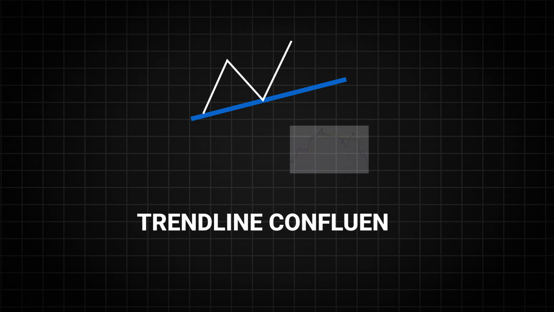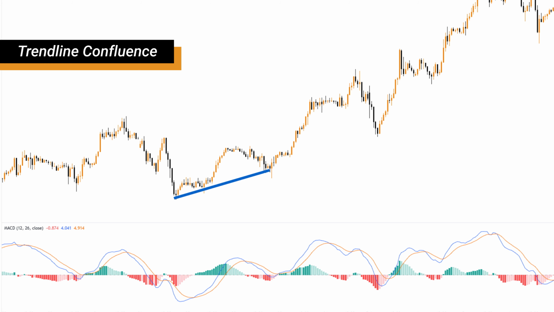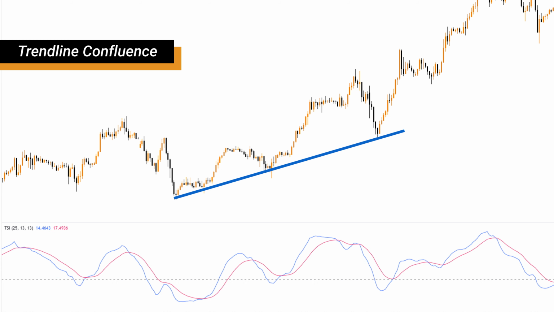And lastly, the trend line confluence. Combining trend lines with other technical tools can significantly improve the accuracy of your trades. This is called confluence. For example, if the trend line aligns with a major Fibonacci level or a support resistance level, it adds weight to the validity of that level. The more indicators that align at the same level, the higher the probability of a successful trade.